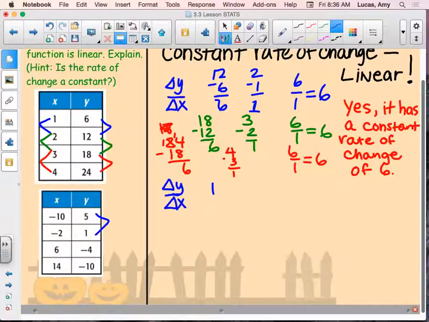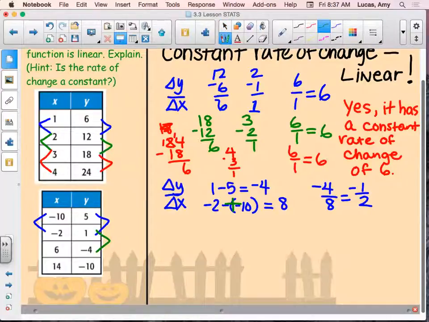So 1 minus 5 is negative 4. And this gets a little bit tricky. And then x, negative 2 minus negative 10. This turns into a chunky plus, so that would be 8. So this rate of change is negative 4/8 or negative 1/2.